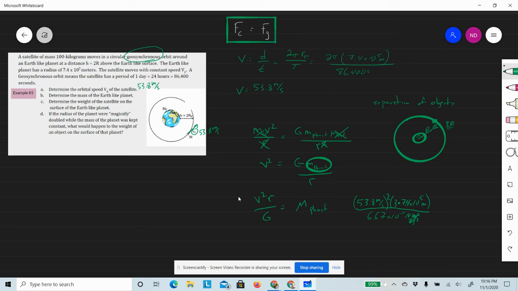53.8 squared times 3 times 7.4 E 5 gives you that numerator, divided by 6.67 E negative 11, gives you 9.63. We'll call it 9.63. The mass of the planet is 9.63 times 10 to the 19th kilograms. That's the mass of the planet.